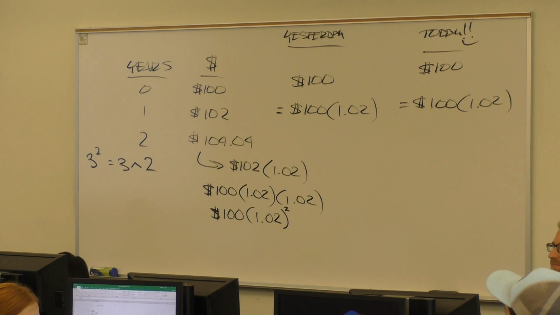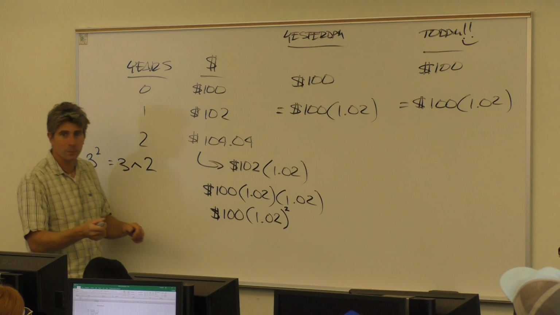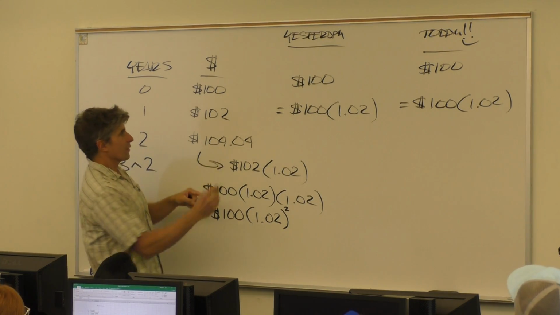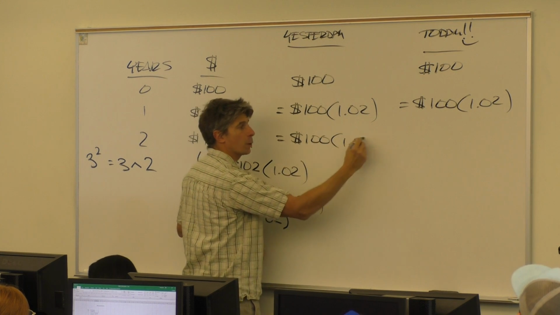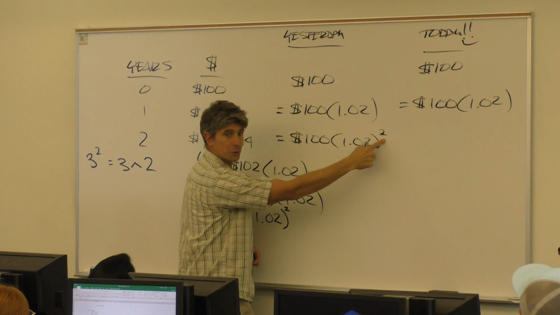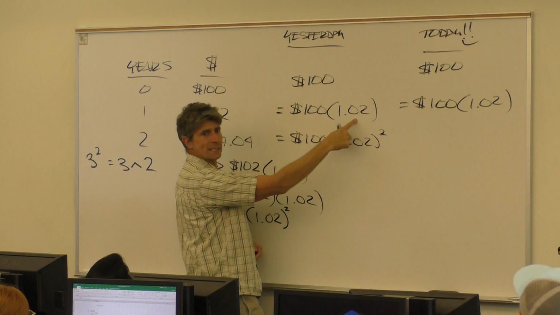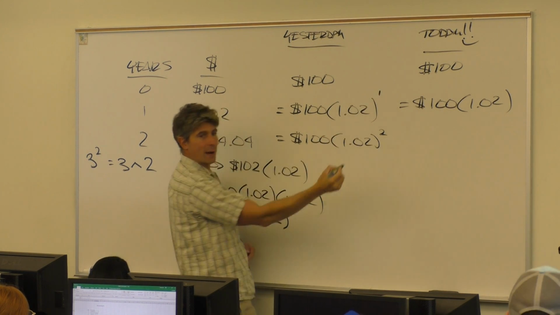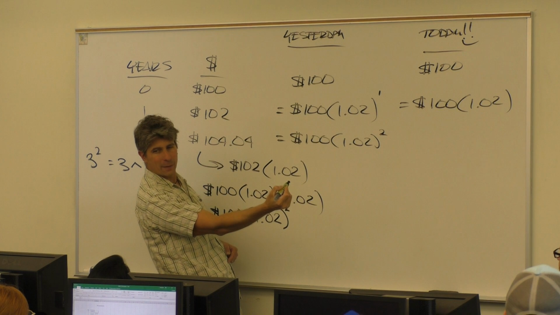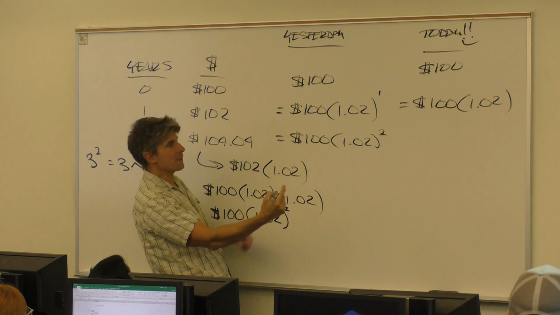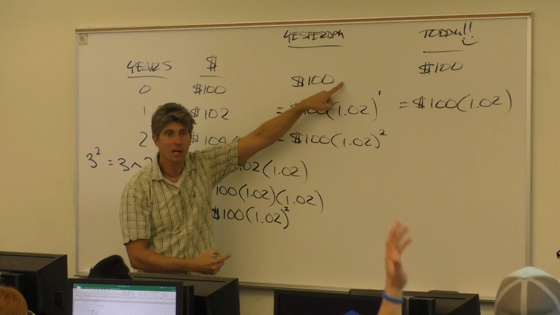Check this out, everybody. This one here in year 2 was 100 times 1.02 squared. This one here is not squared. It's to the first power. There's only one 1.02. Does that make sense? And then how many 1.02s are up here? None.